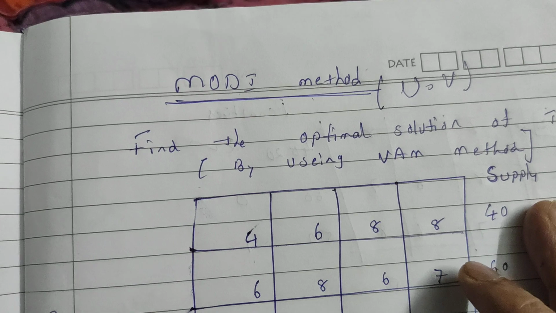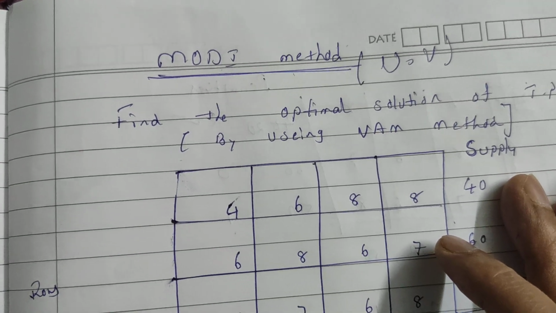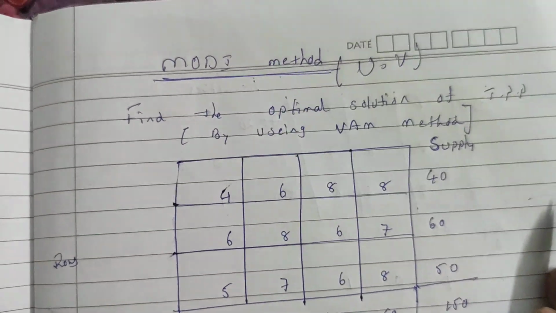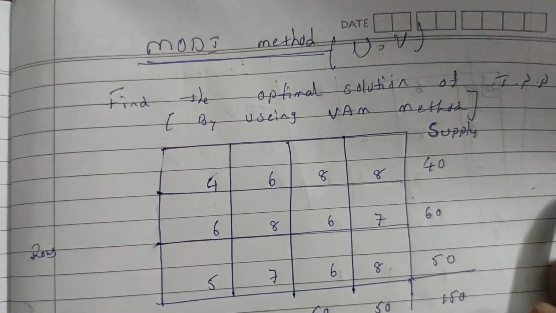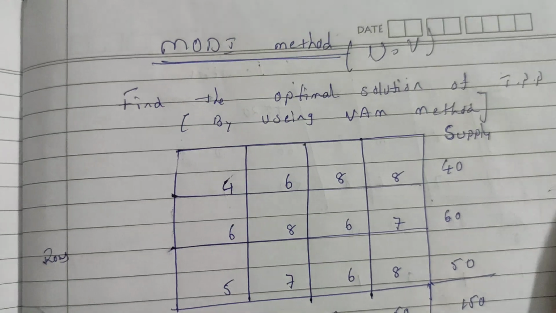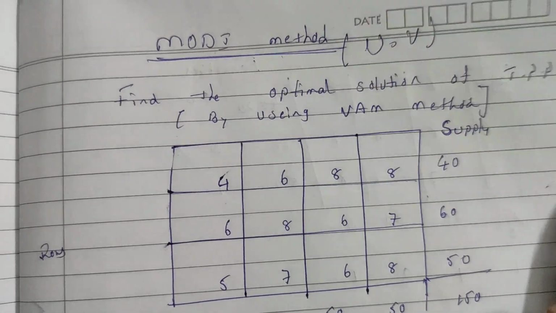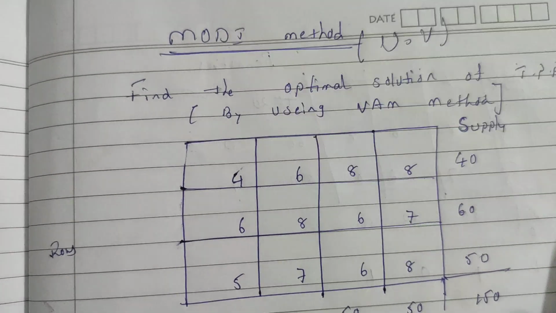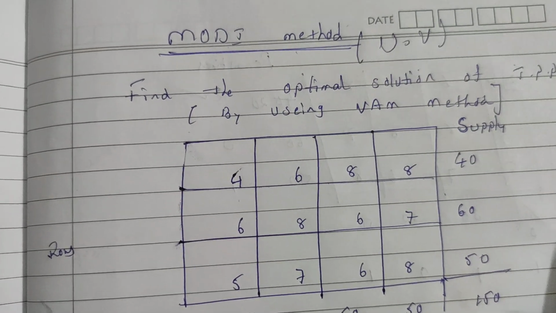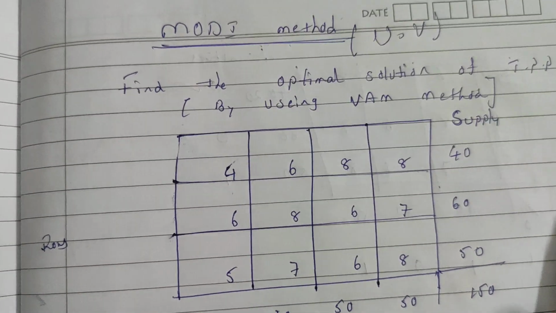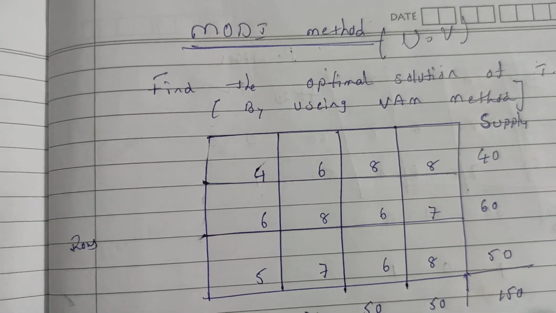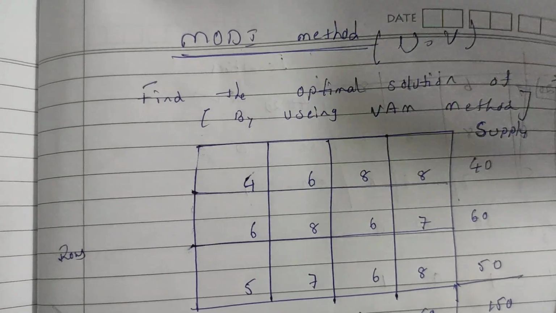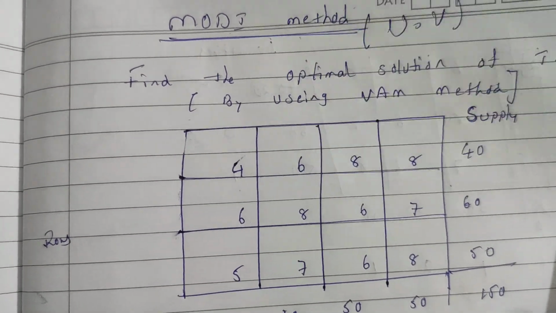Now we discuss how to solve for the optimal solution. For example, the given problem is there. Write down the first one: find the optimal solution of the TPP. TPP means transportation problem. Generally, in the MODI method, for the optimal solution, we use the VAM method, or northwest corner rule, or matrix minimum method. We use any one method.